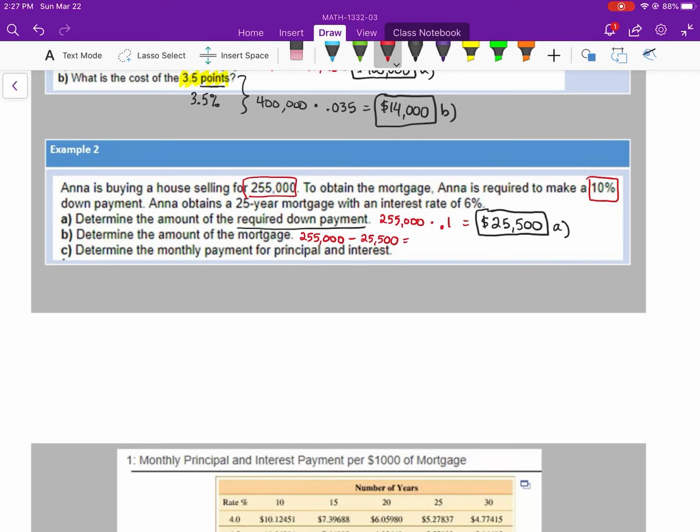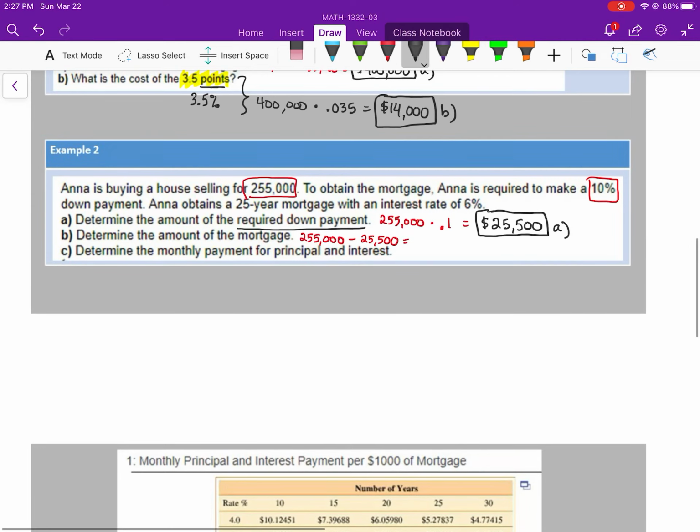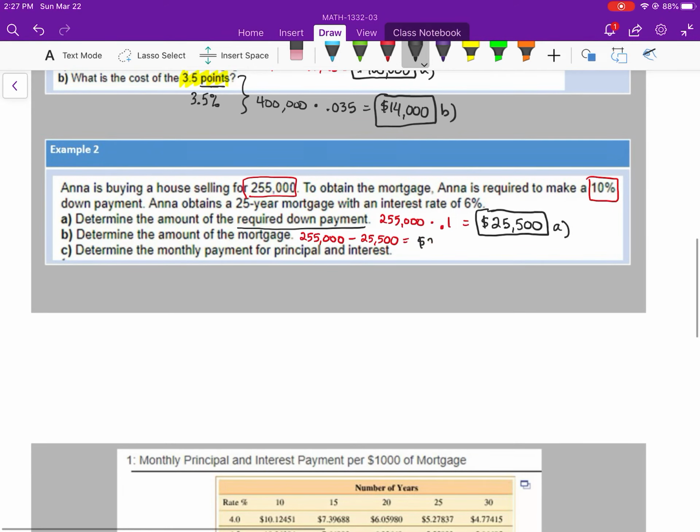Well, the same thing here, except this time they did not tell us what the down payment was. We actually had to calculate the down payment. All right, so let's see, $255,000 minus $25,500 comes out to $229,500. All right, so this will be my answer for letter B.